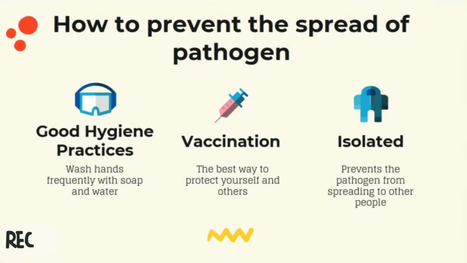So, how to prevent the spread of pathogens? I found 3 ways to prevent the spread of pathogens. First of all is good hygiene practice. The most important way to reduce the spread of infection is good hygiene practices, such as washing hands frequently with soap and water. If unavailable, you can use alcohol-based hand sanitizer, and we must wash hands after coughing, sneezing, or using a tissue. Do not touch your eyes, nose, and mouth with unwashed hands because the nose, eyes, and mouth are entrance sites for viruses and other pathogens.